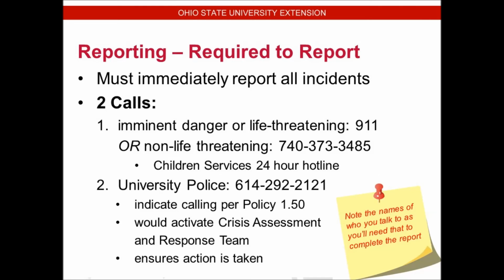This phone number is 614-292-2121. Since we are part of OSU Extension and 4-H programs, we're going to indicate that we are calling per policy 1.50. This would activate a crisis assessment and response team and ensures that action is going to be taken. When you make the phone calls, take note of the names of the folks that you talk to. Write those down because you're going to need that information later for a written report.